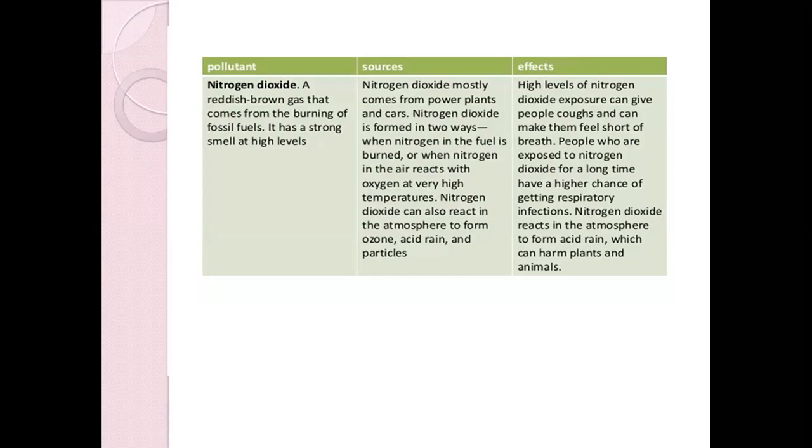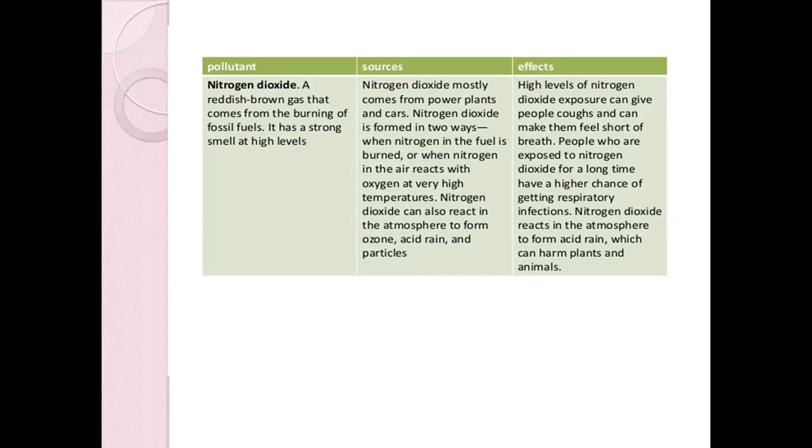Whenever the nitrogen in the fuel is burned, or when nitrogen in the air reacts with oxygen at a very high temperature. It can also be one of the main sources of forming ozone, acid rains and so on. So it can combine with rain and cause acid rain. And as we know, acid rain causes so much destruction of buildings. It can cause destruction of plants. Okay, and it is also very harmful for human beings.